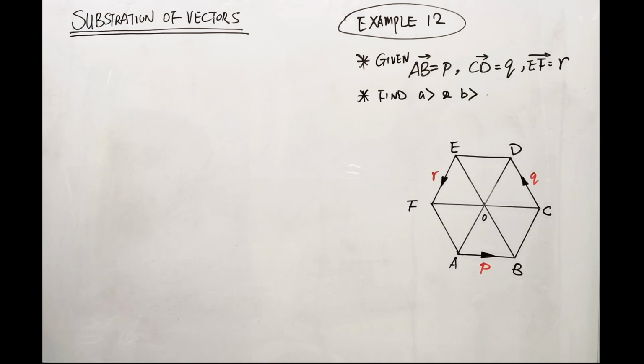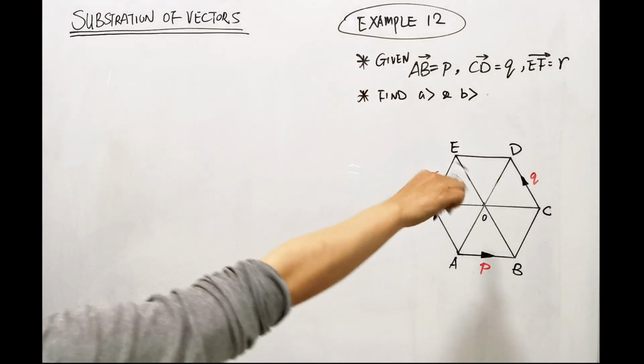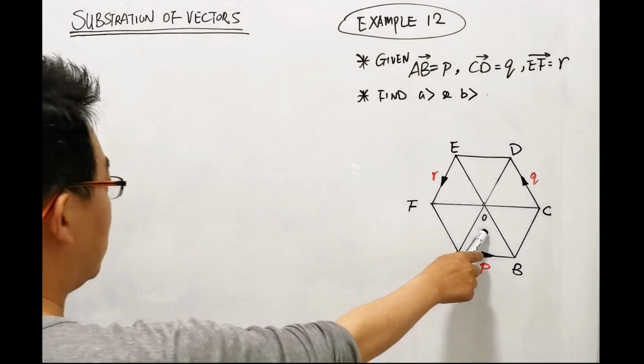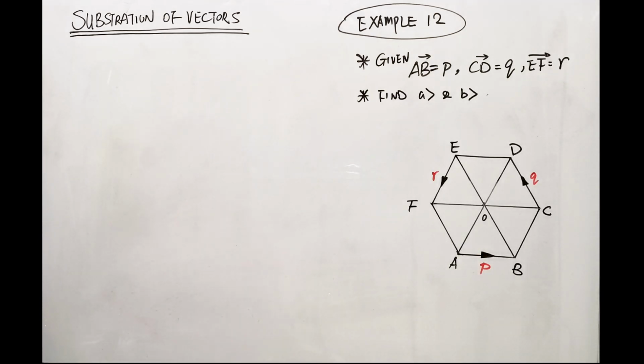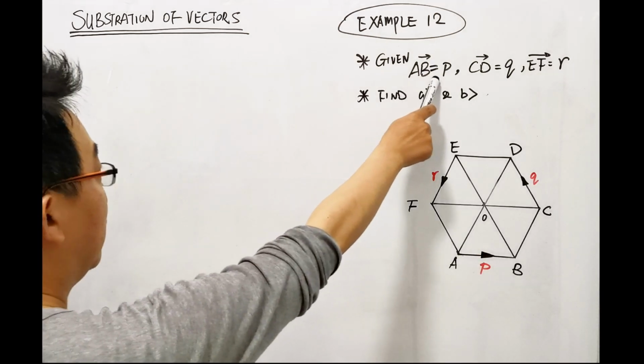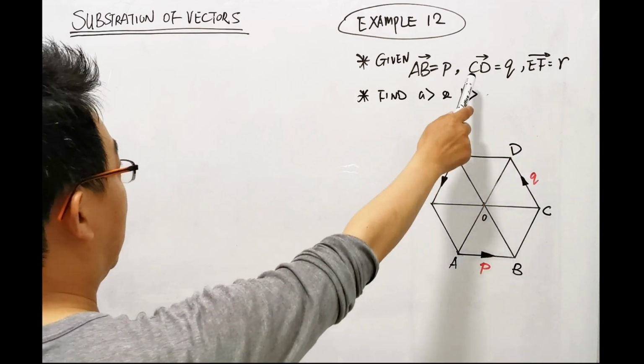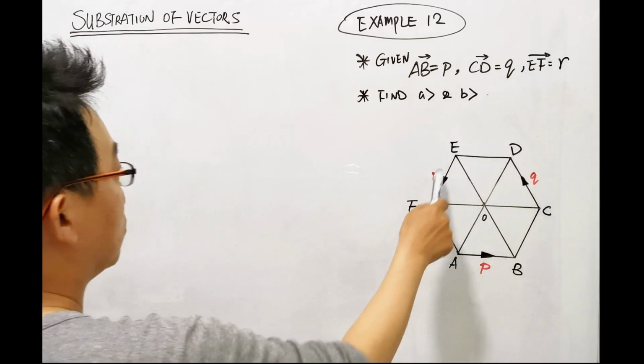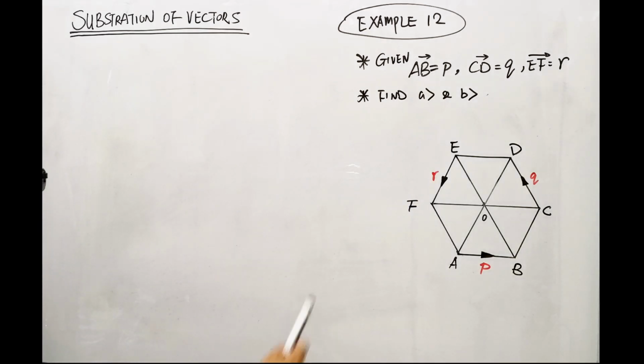Okay, let's look at example 12. In example 12, we have one regular hexagon and O is its center. It's given that AB equals P, CD equals Q, and EF equals R. We're going to find out A and B.